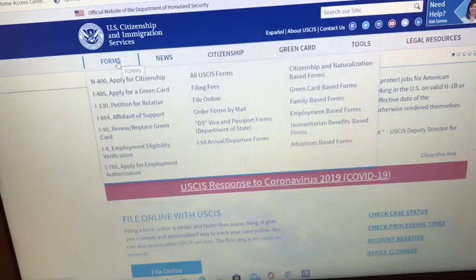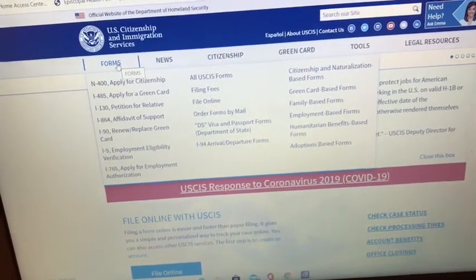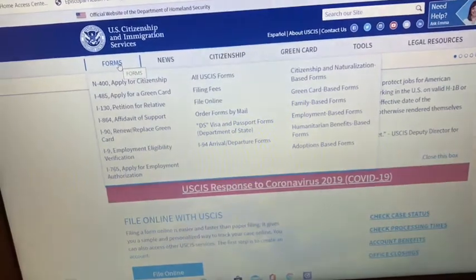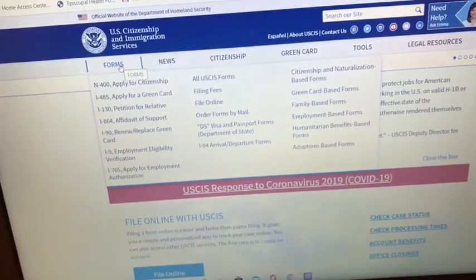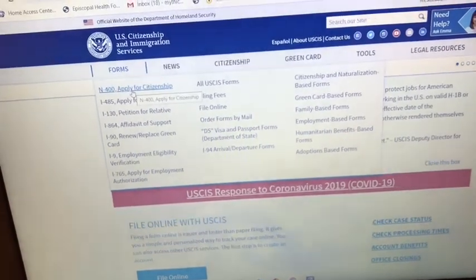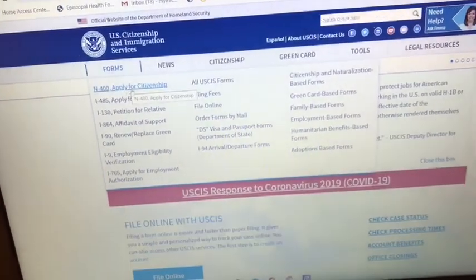First of all, you'll notice that across the top there are several different tabs. The first tab you'll see is for forms. And you'll see that there are different types of forms depending on what you need to look for. We are going to look at the N400 Apply for Citizenship.